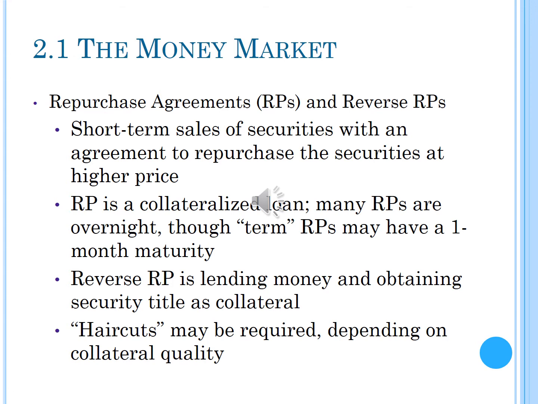The increase in the price is the overnight interest. The dealer thus takes out a 1-day loan from the investor. The securities serve as collateral for the loan. The term repo is essentially an identical transaction, except the term of the implicit loan can be 30 days or more. Repos are considered very safe in terms of credit risk because the loans are collateralized by the securities.